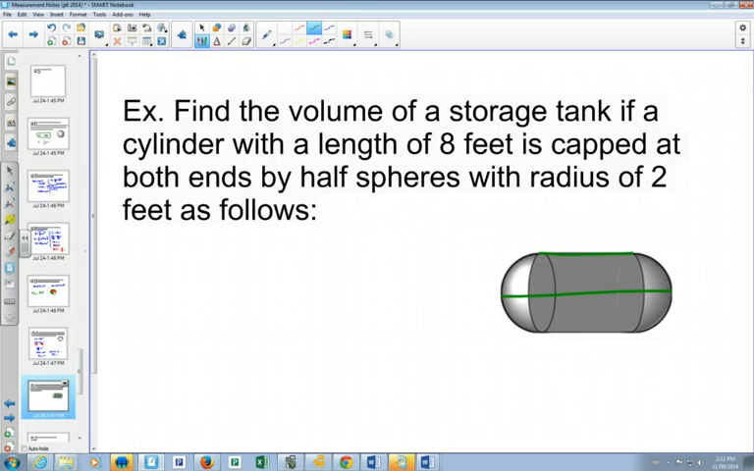Okay, so if we're reading the question that way, right? It says a cylinder with a length of 8 feet. So then we would say the 8 is the shorter one, not the longer one. If it said the storage tank had a length of 8 feet, then it would be the whole thing, right? How long is the whole storage tank?